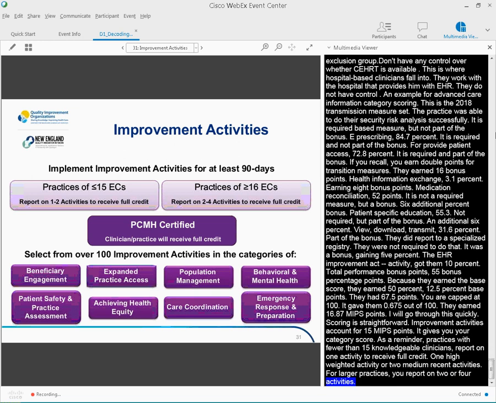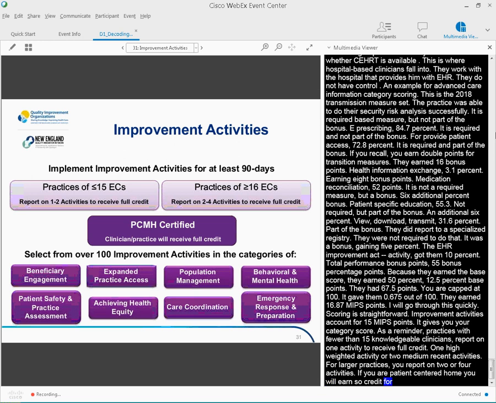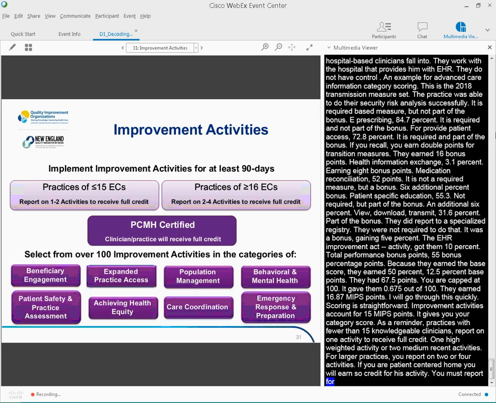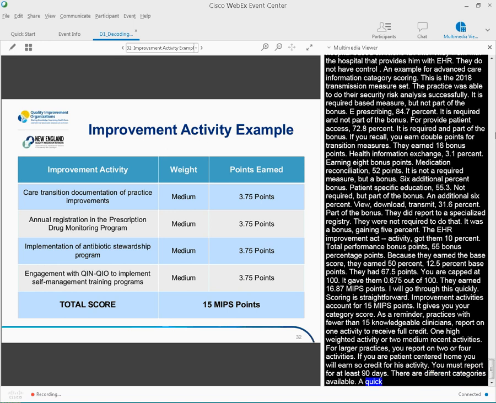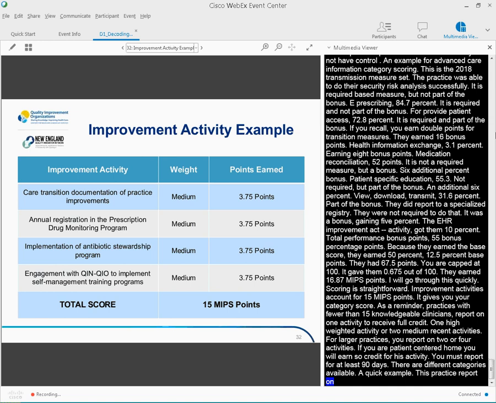If you are patient-centered medical home or PCMH recognized, you would earn full credit for this category, and you must report for at least 90 days. There are all of these different categories available to choose from. So, quick example. This practice reported on care transition documentation of practice improvements. That's a medium weight. So that 1 activity would earn them 3.75 points.